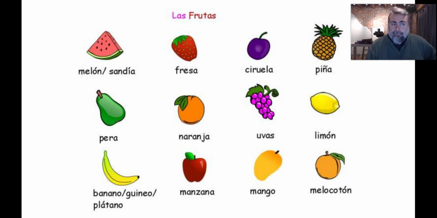Ciruela, plum. Piña, pera. Naranja, uvas. Limón, banana, guineo, o plátano. You never know. And banano is actually what they have written down, and that's common too. So plátano is probably what you'll most commonly see with Central American, Mexican, Spanish. Manzana, mango, y melocotón. That's peach.